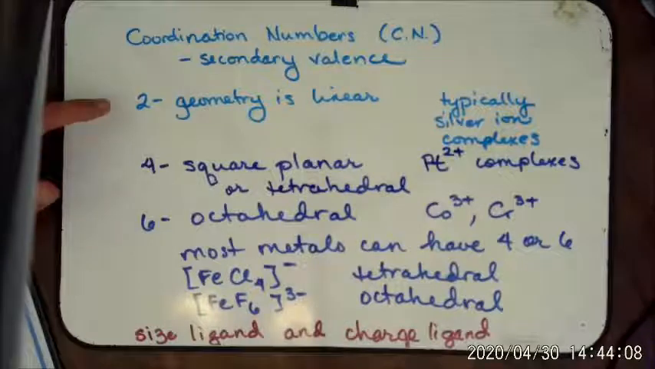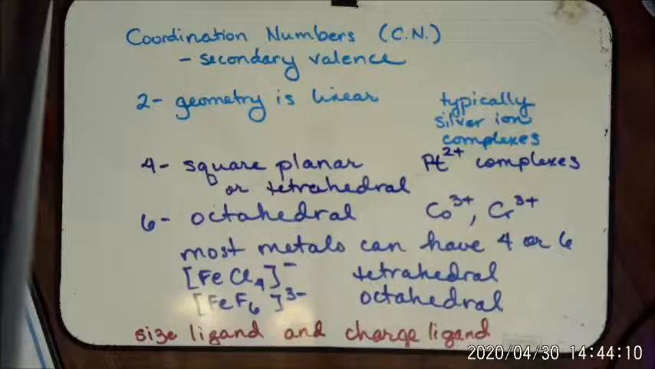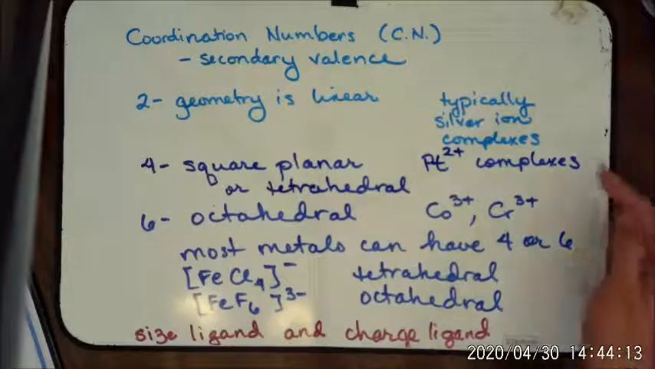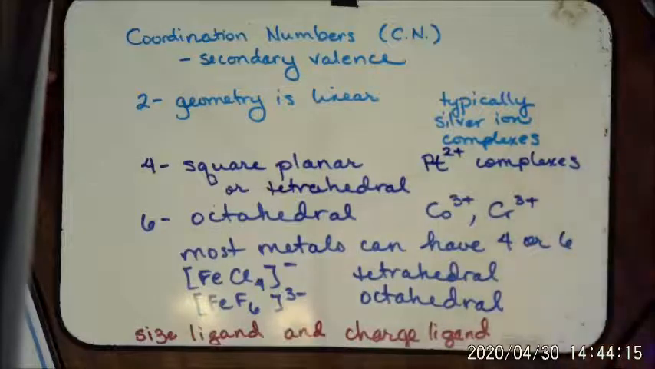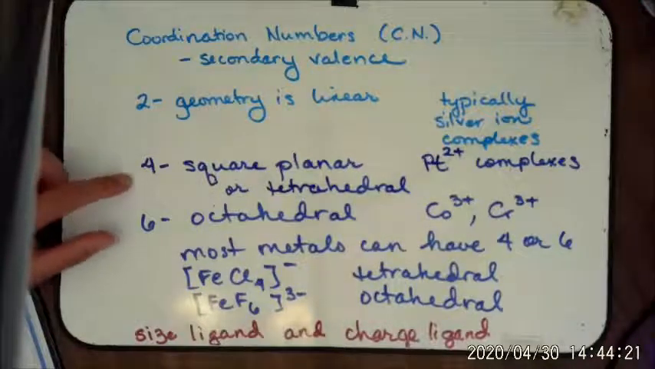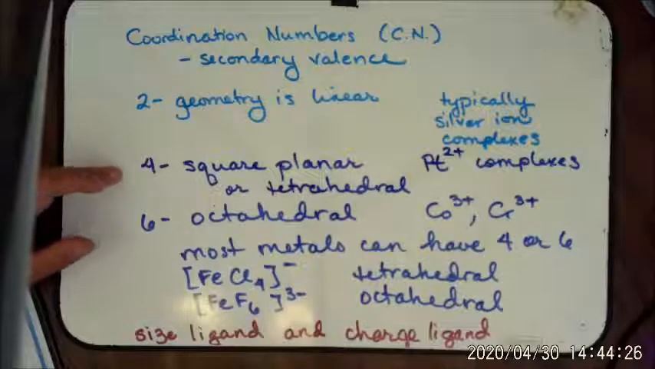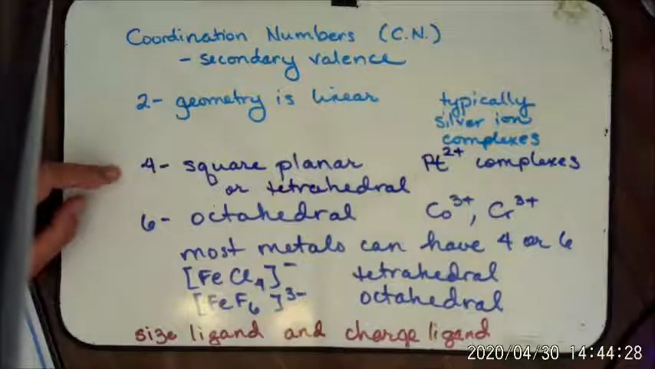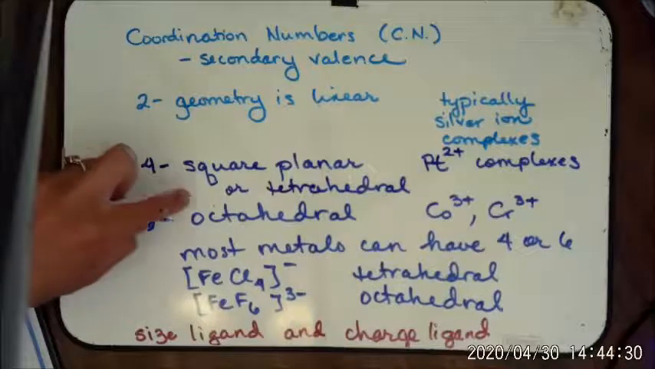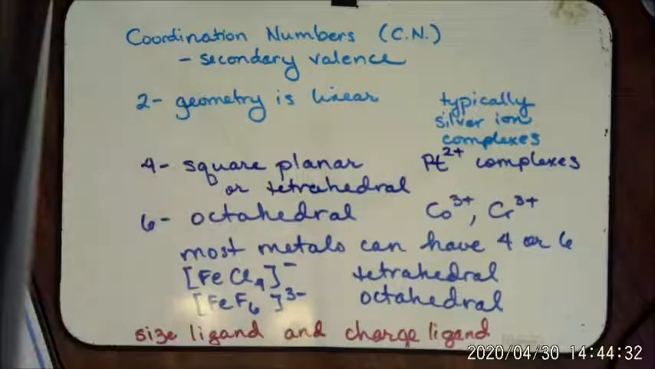So 2 means my geometry is linear, and our primary example would be silver ion complexes. We saw that with the silver ammonia ion complex. More commonly, we'll see 4 and 6. Now, if I have 4 ligands on my metal ion, it can either be square planar or tetrahedral.